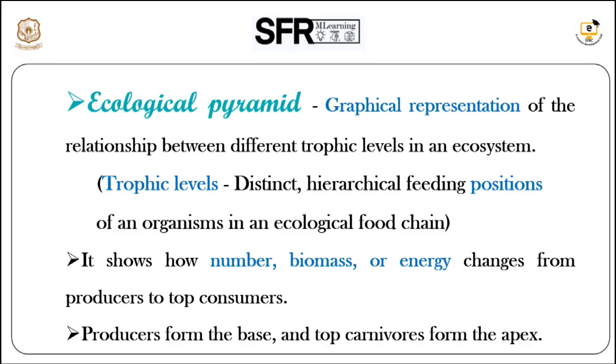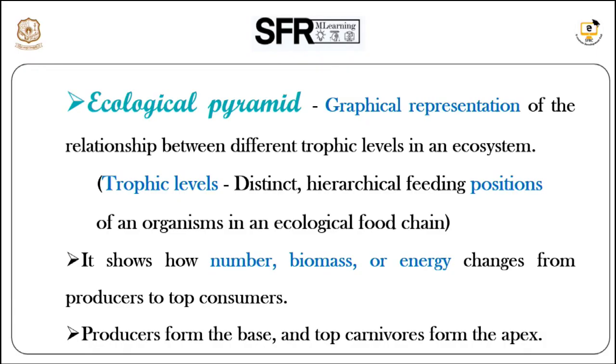So I have mentioned already, the different organisms which are present in the ecosystem occupy different positions and they are all connected together with the food chain alone. So that's what the trophic level indicates. That means the distinct hierarchical feeding position of a particular organism in the ecological food chain. Okay. So suppose we are representing this trophic level in a graphical manner, that we call ecological pyramids.